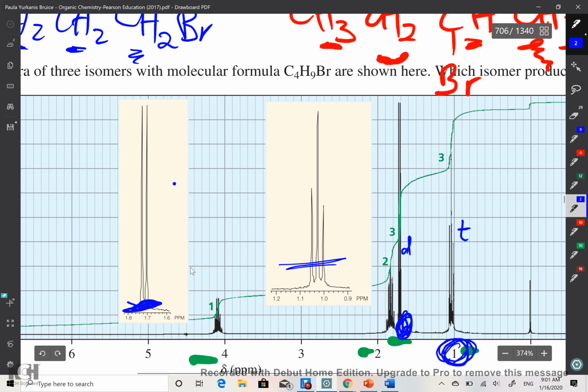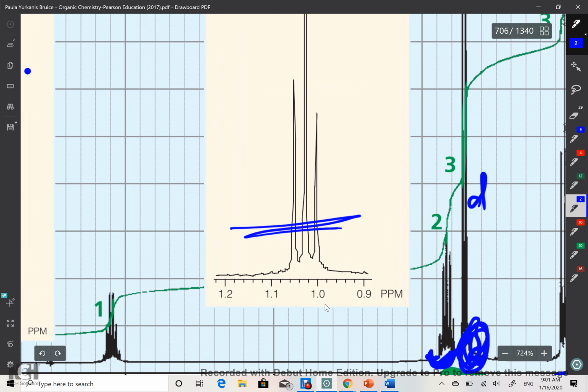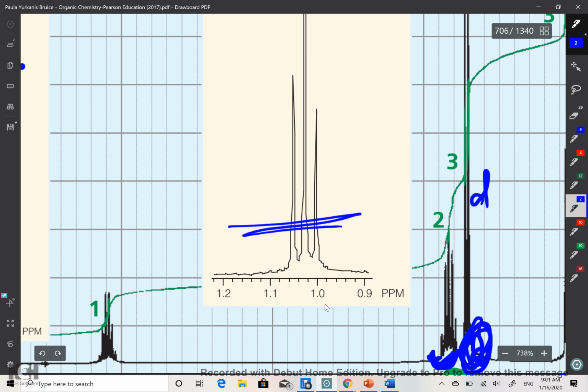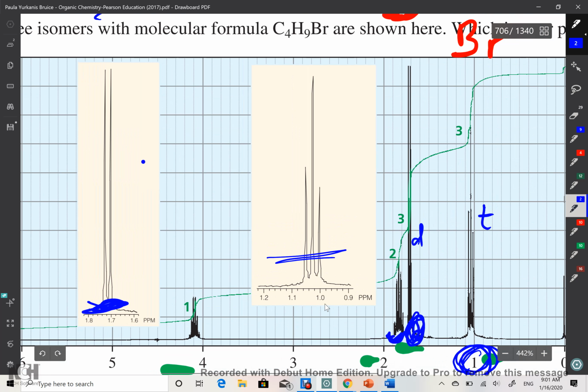Now very close to it, there's another set of signal over here. What is that? Is that a quartet or a quintet? No, it's 5, right? That's a quintet. And over here, I will guess it will most likely be a multiplet. Is that okay? Does that make sense, guys?